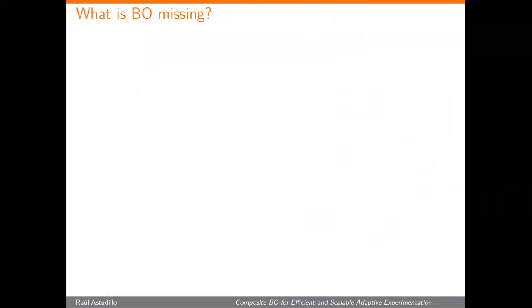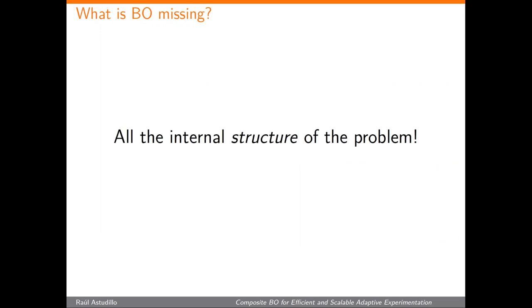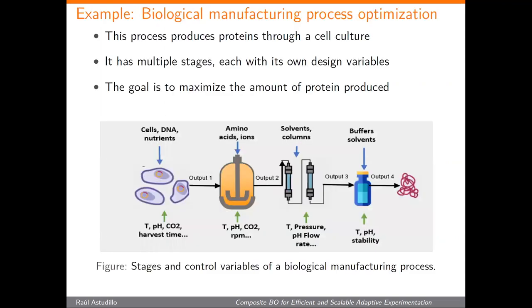So now the question is, what is Bayesian optimization missing to be successful in this kind of high stakes application? There are many possible answers, but in this talk, I'm gonna try to emphasize that it is missing all the internal structure of the problem. And to be more concrete about what I mean by internal structure, let me introduce another example, which is about biologics manufacturing. And you can think of this process as a process within the drug discovery pipeline.